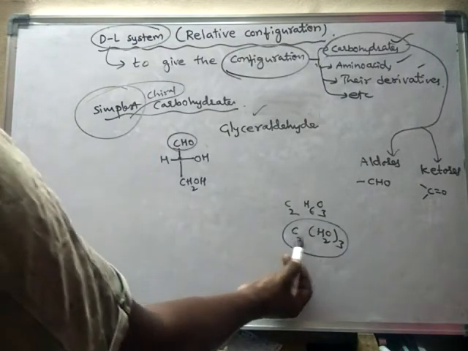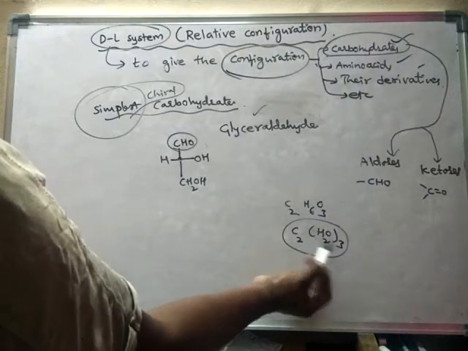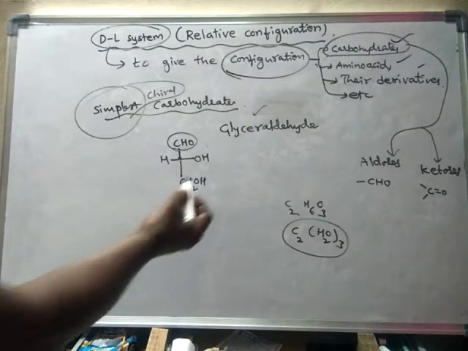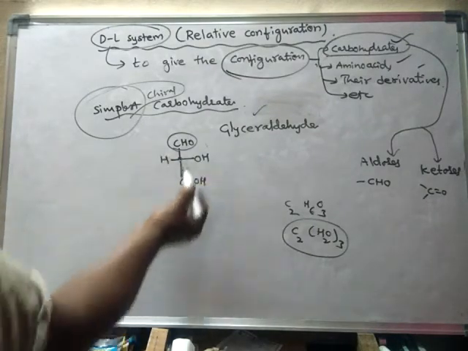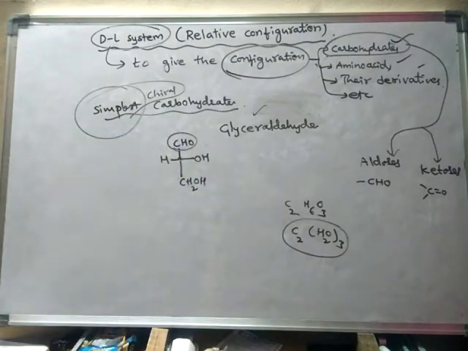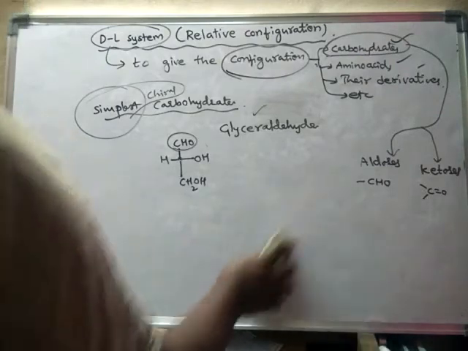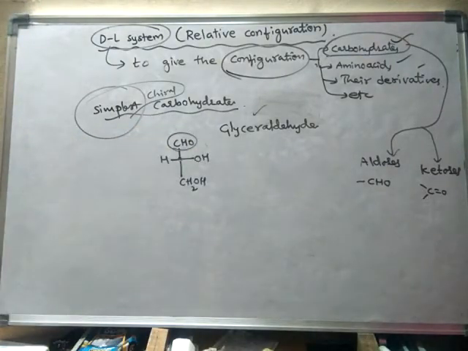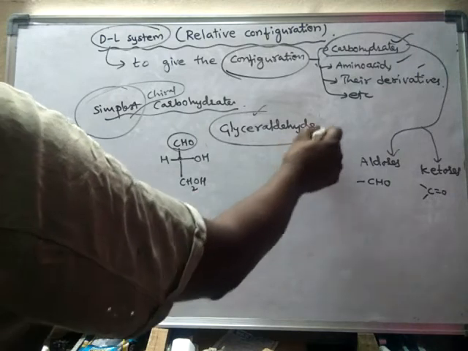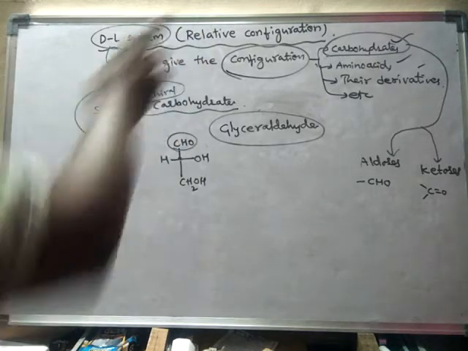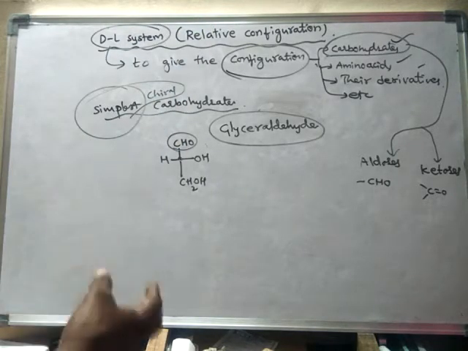Hydrates means H2O molecules. Actually they are not directly present as H2O molecules; the hydrogen and oxygen are distributed like this. But simply we'll call them carbohydrates. The simplest chiral carbohydrate is glyceraldehyde, and it is taken as a standard to specify the configuration of different molecules.